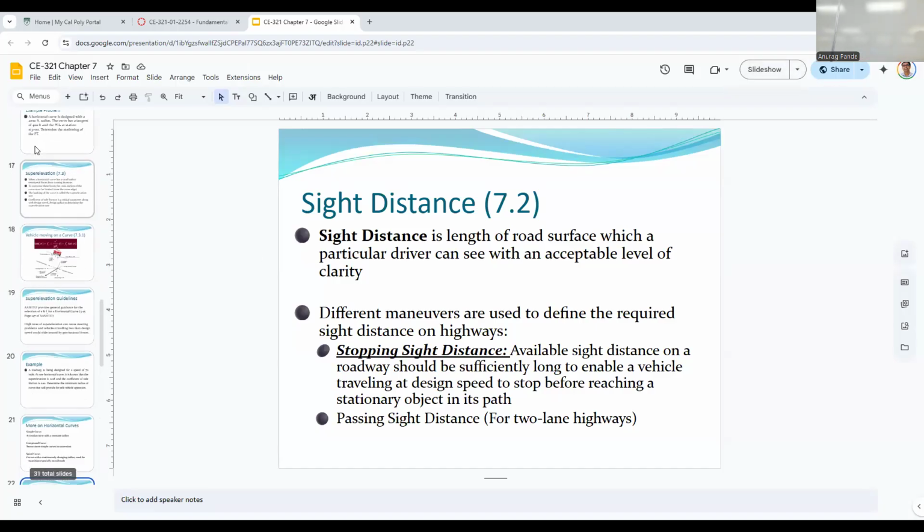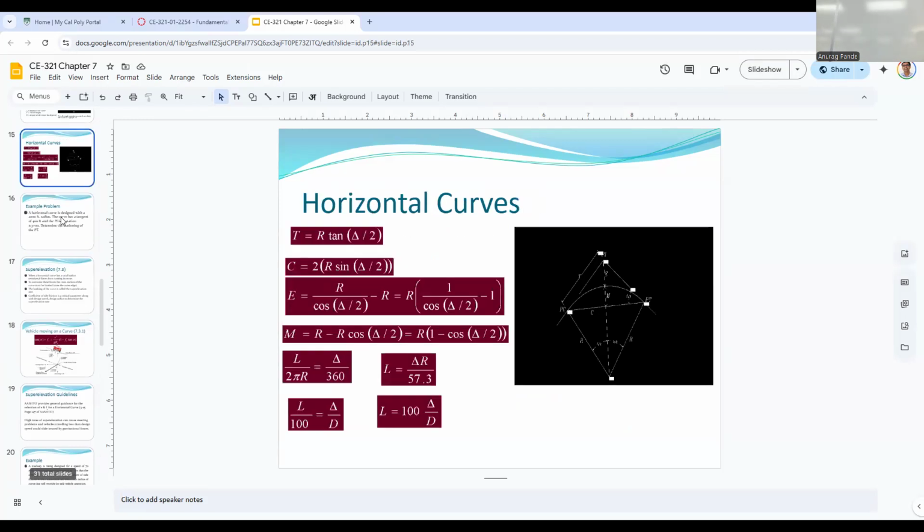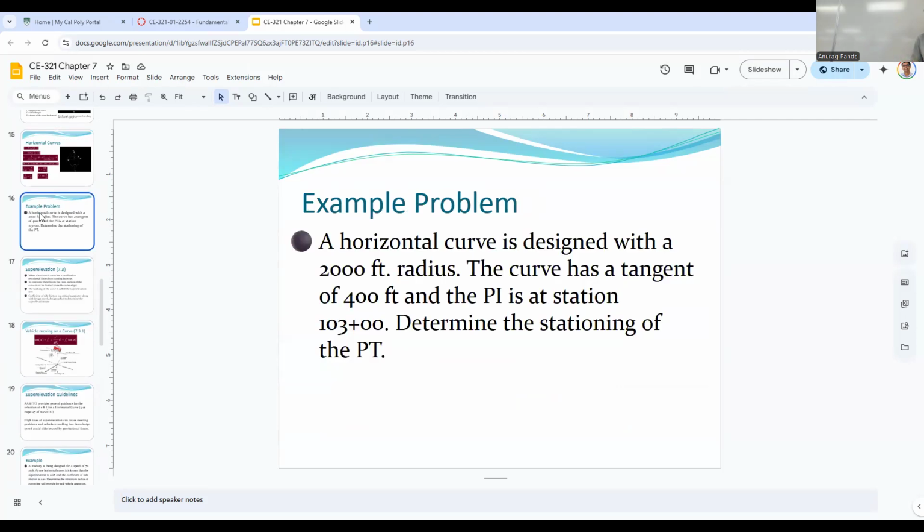And we were talking about roadway design. So we're going to continue that discussion a little bit. And we were talking about horizontal curves. We talked about this problem where we learned to do the stationing of a horizontal curve.